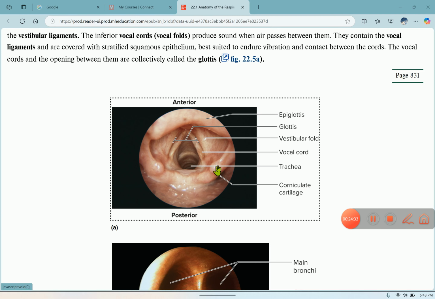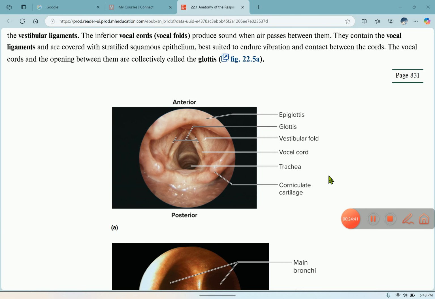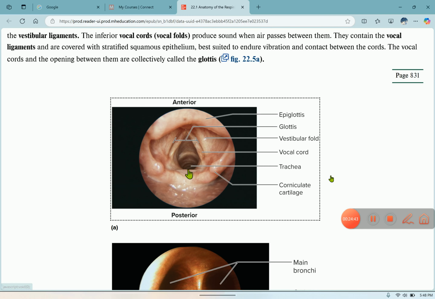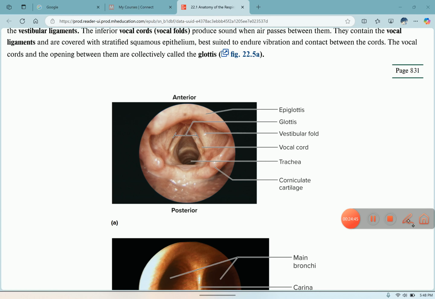the trachea, so the opening to the windpipe, and you can even see the hyaline cartilaginous rings there, and the vocal cords that pass over the trachea, because air is going to be forced up and out, and it's going to make the vocal cords vibrate and produce sound.